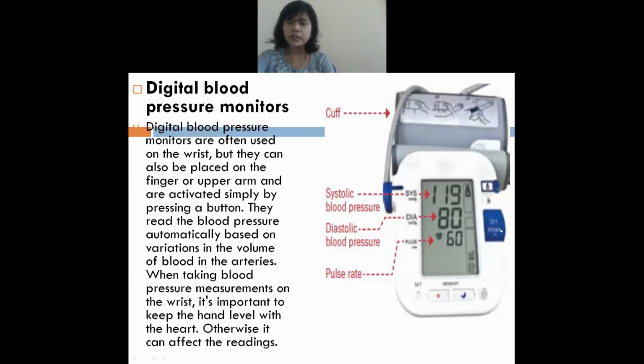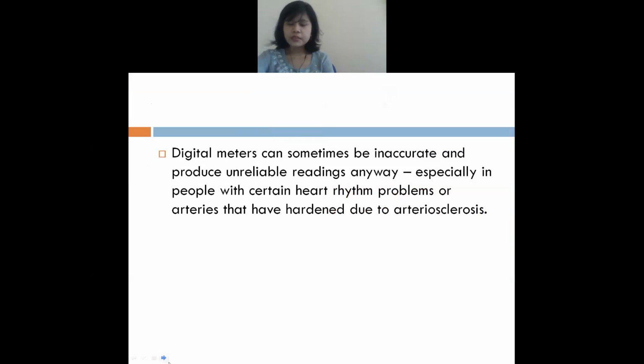You have to place this cuff, C-U-F-F, cuff. It is written here. You place it on the upper arm, and as soon as you place the cuff on your upper arm, you have to press the power button. After pressing it, the reading comes automatically. On top your systolic blood pressure is shown, below it your diastolic blood pressure, and at the bottom your pulse rate will be shown.